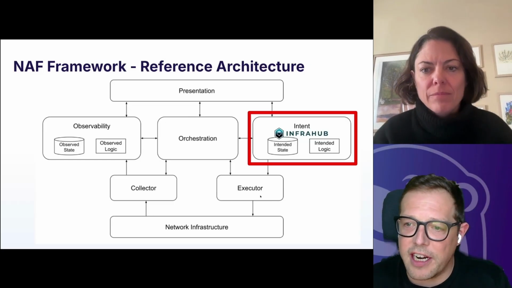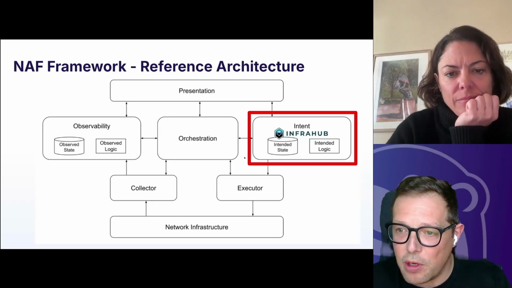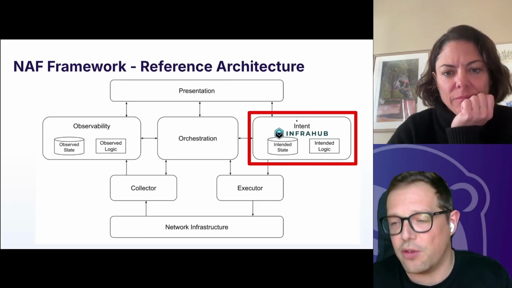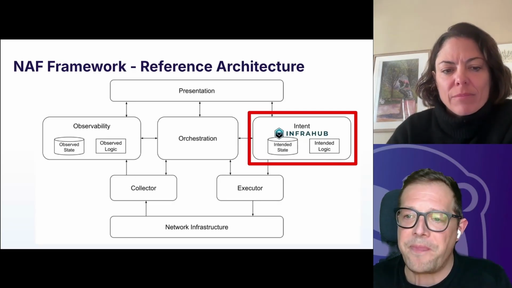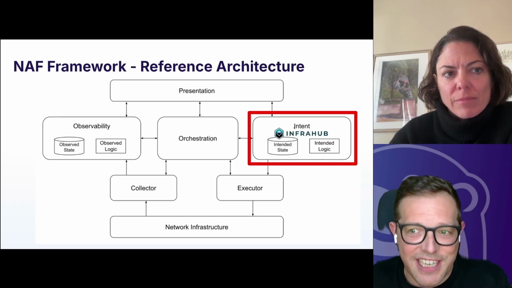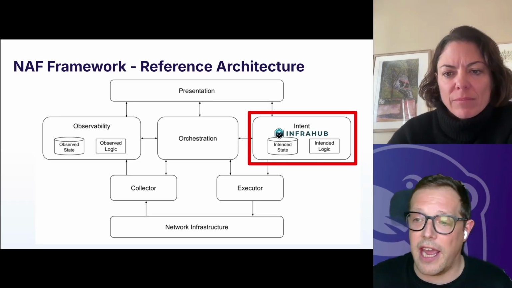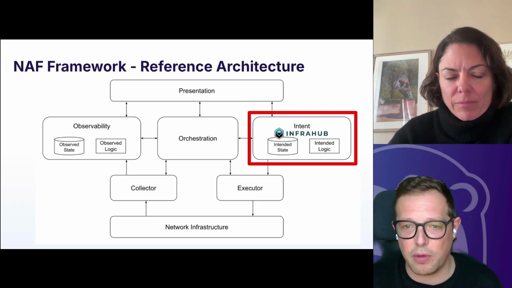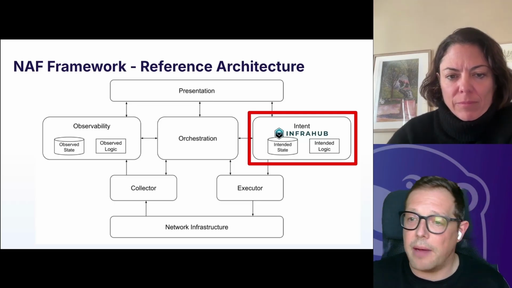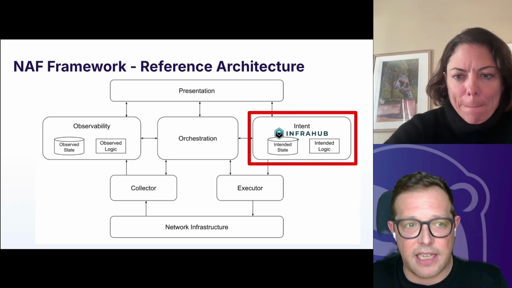Within that reference architecture, we are talking about an intent block, which is part of a network automation or IT infrastructure automation framework. In the intent layer, the intention is to store the intended state of the IT infrastructure and the business logic that is needed to provision that infrastructure. This is where Infrahub positions within that framework.